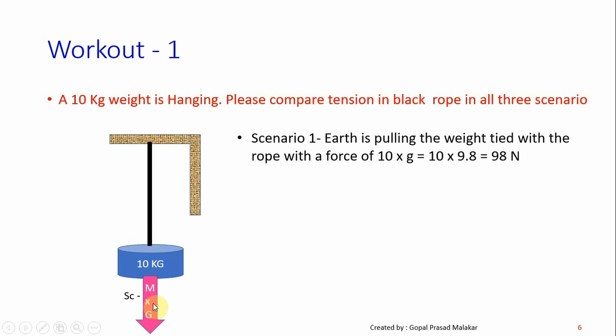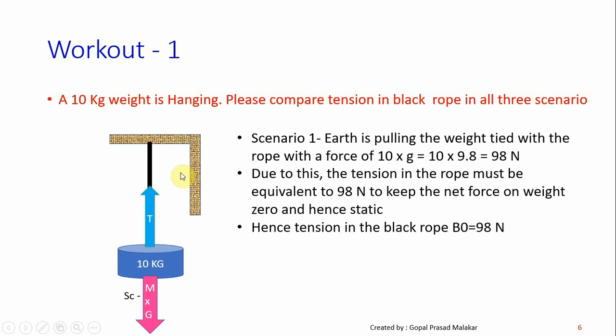But you know clearly that it is hanging from the black rope, so it is static. It means the gravitational pull of 98 Newton is getting nullified by the tension of this cable, which obviously must be pulling upward by 98 Newton. Only in that case, the total force, because of gravitational pull, is 98 downwards, and the tension in the cable is pulling it upward by 98 Newton, and then this is static.